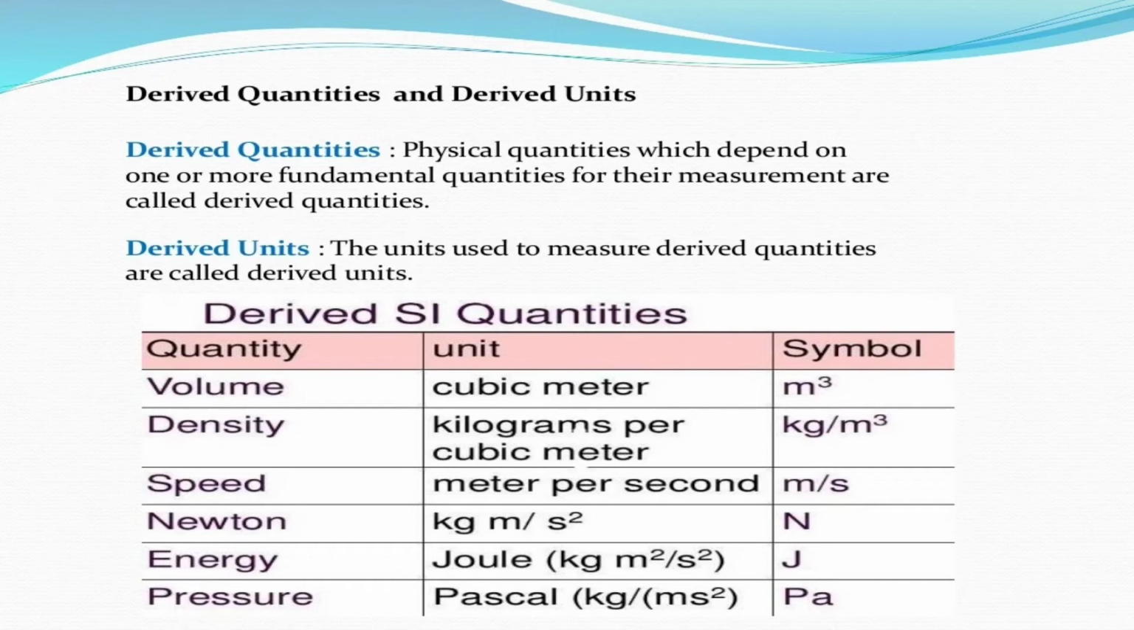For volume, the unit is cubic meter and it is represented by the symbol m cube. For density, it is kilogram per cubic meter. The symbol is kg per meter cube. For speed, it is meter per second. The symbol is meter per second.